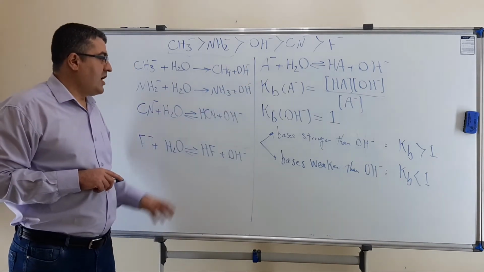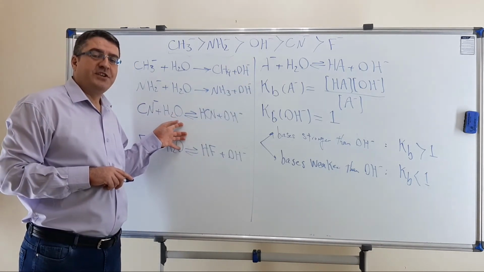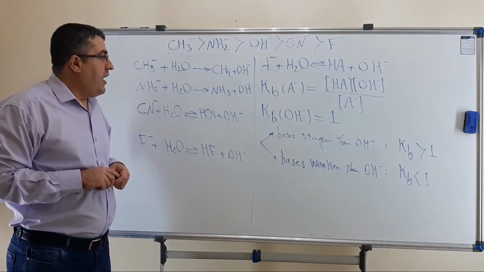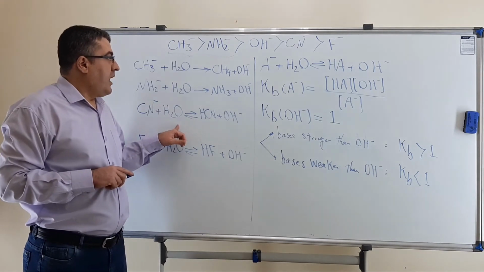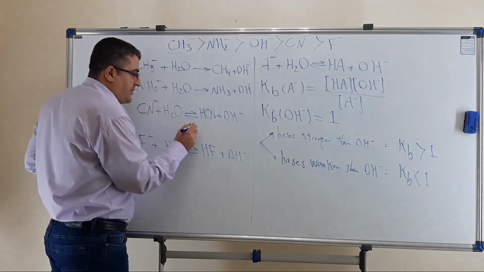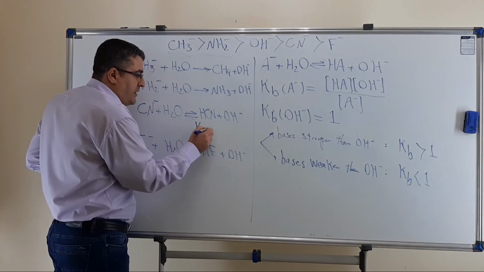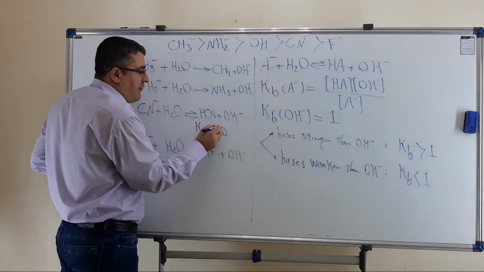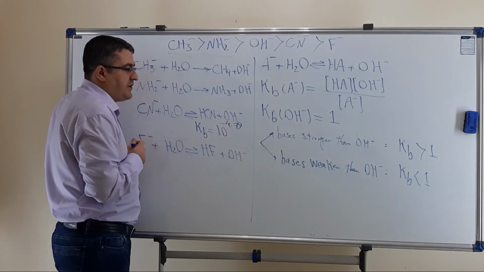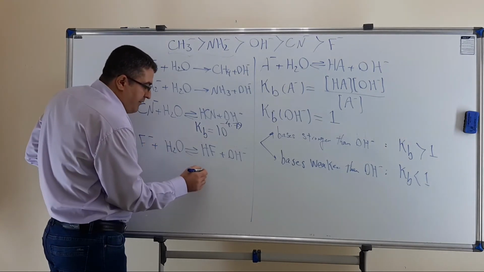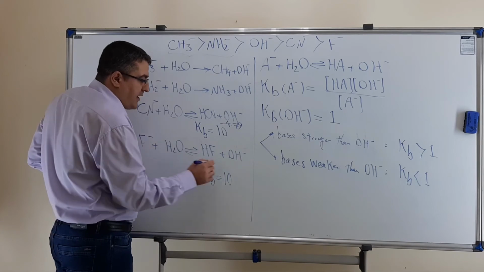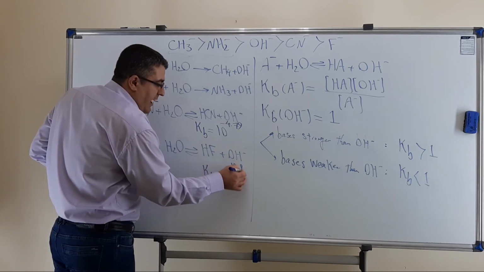On the other hand, this is not the case with these bases, which are weaker than the conjugate base of the solvent. Here, the stronger base has a greater basicity constant. For cyanide, Kb is equal to 10 to the power of minus 4.979 at 25 degrees Celsius, while for fluoride anion, Kb is equal to 10 to the power of minus 10.8.